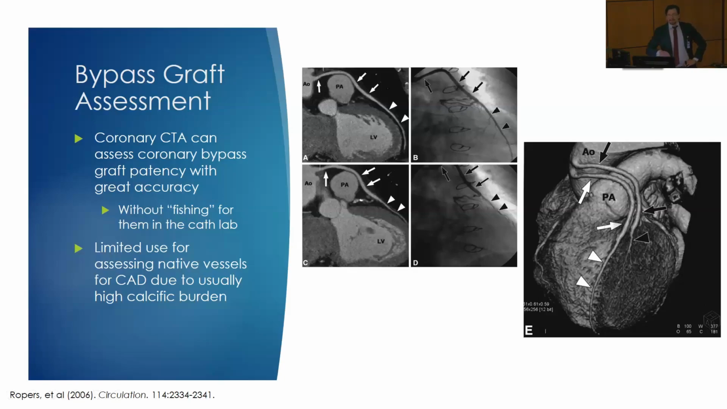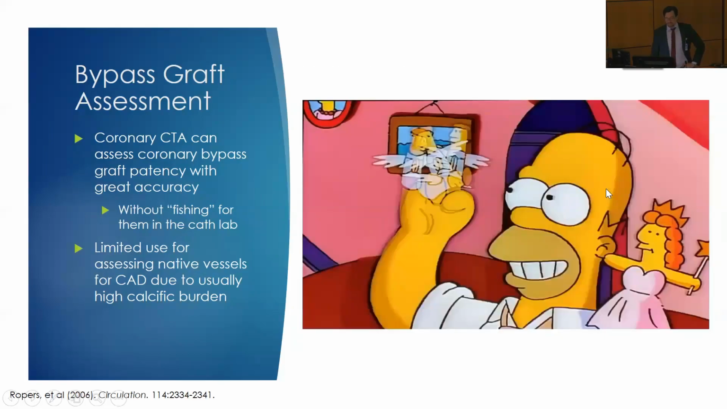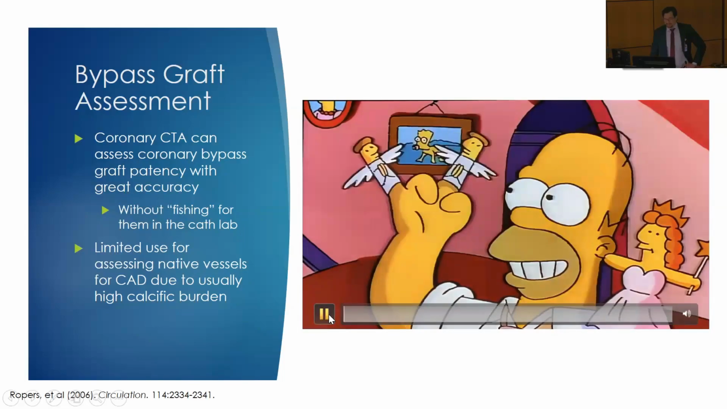But this is a good way to assess the grafts, like if they've gone down, where they're located, if there's any stenosis within it, before we send them for an invasive evaluation, before we give them a ton of radiation, because they're searching around for the origins of each bypass graft. Also, you can get a 3D image and see where they touch down and where they originate from, and that's always very helpful.